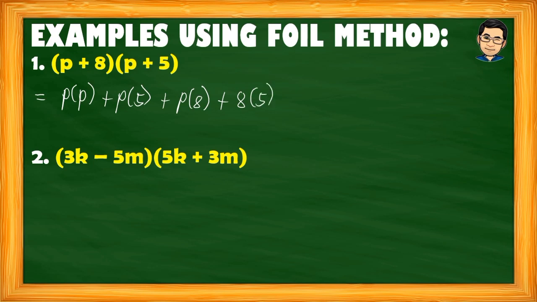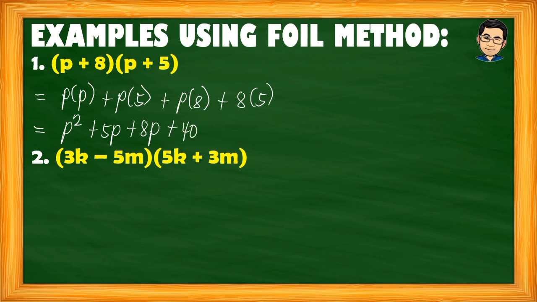And then, simplify natin. P times P, so 1 plus 1, same basis sila, P squared. And then P times 5, that is 5P. Next, P times 8, that is 8P. And then 8 times 5, that is 40.